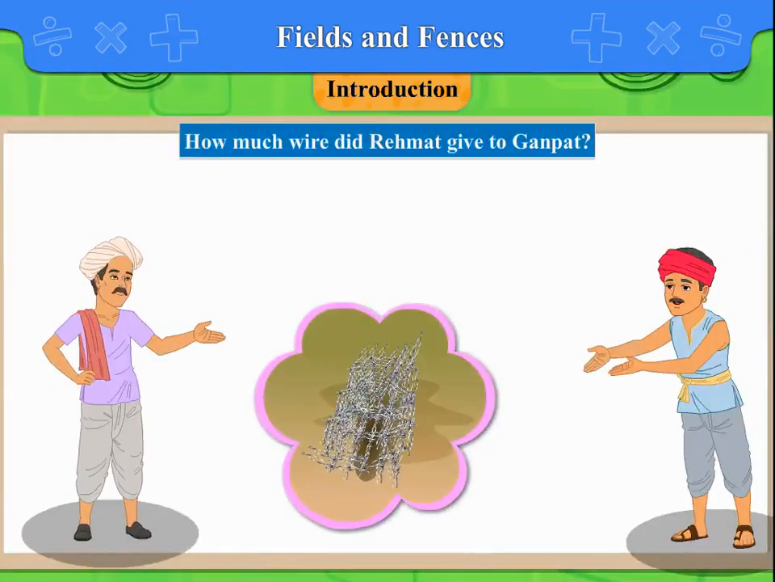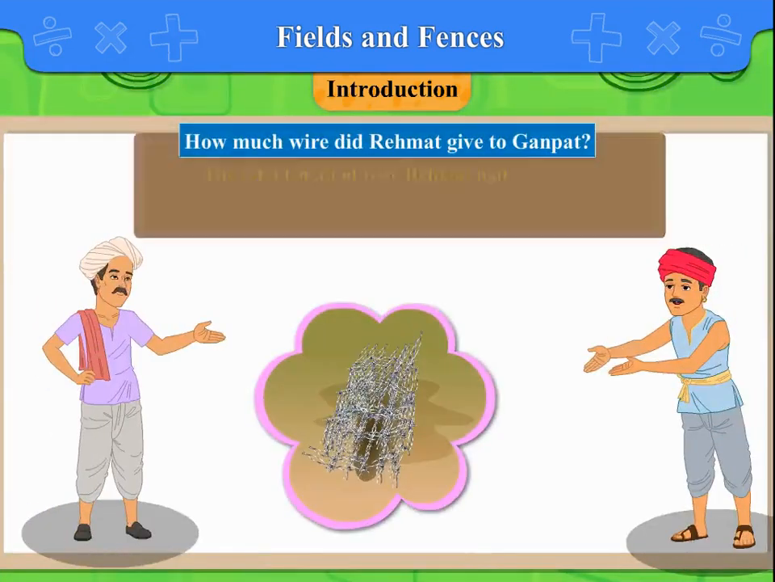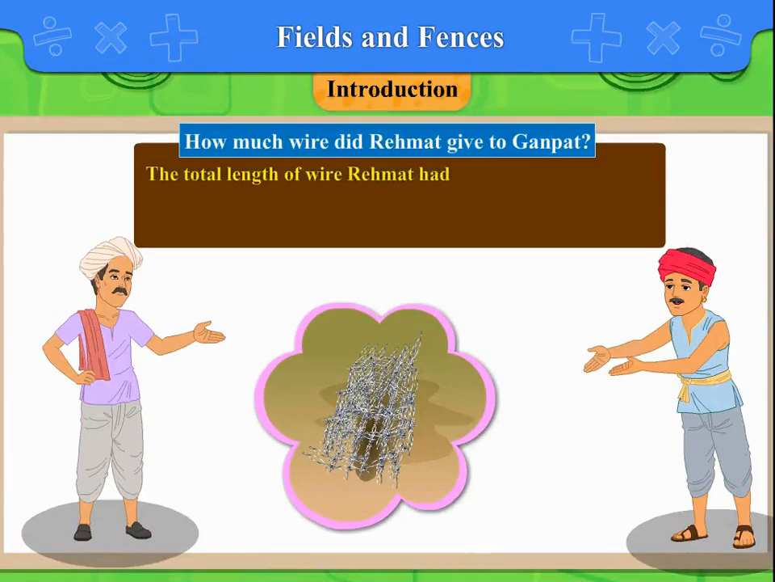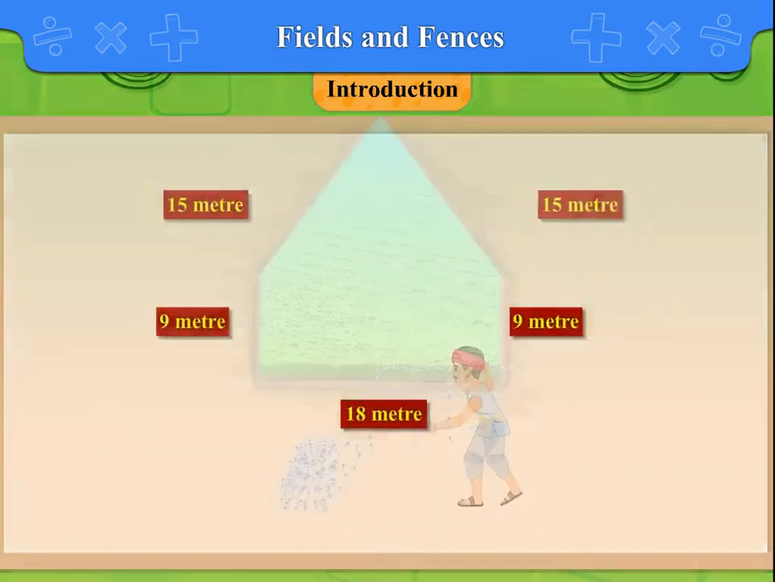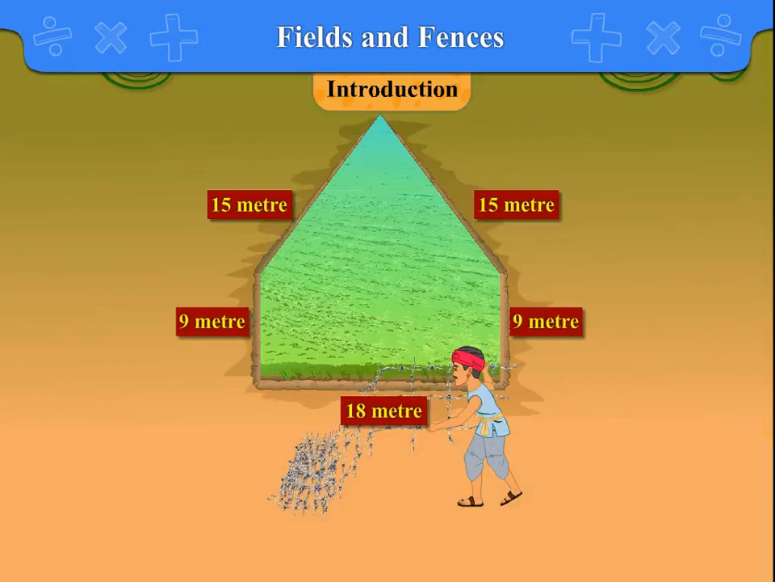How much wire did Rahmat give to Ganpat? The total length of wire Rahmat had was 70 meter. Subtracting 54 meter, the length of the boundary of Rahmat's field, from it, we get 16 meter. Hence, Rahmat gave the 16 meter of wire left with him to Ganpat. Ganpat thanked Rahmat and started fencing his field. But he needed more wire.